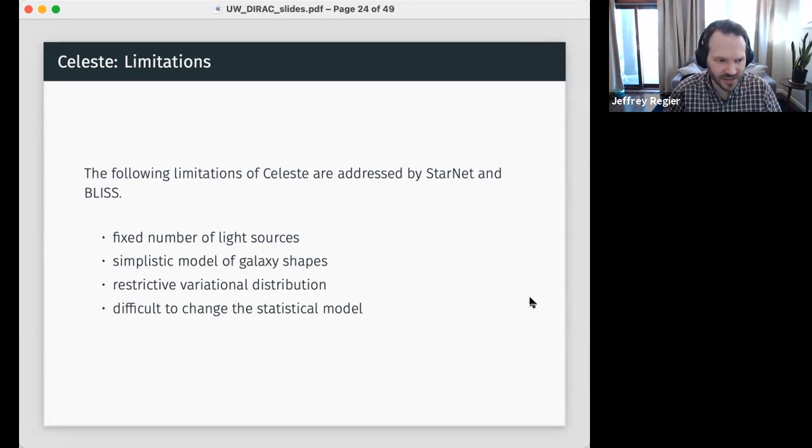And then finally, we were boxed in with a particular statistical model because we made a lot of derivations and approximated integrals that were specific to the model that we proposed. It would be useful to be able to iterate and try different models quickly. We were boxed into a specific statistical model. Any change would have required both new code, but also new mathematical derivations of integrals.